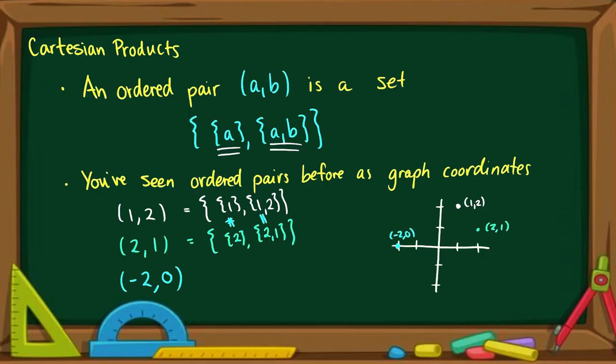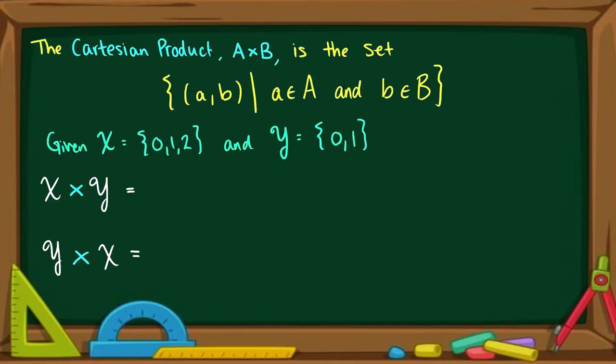And this is good because if we have an ordered pair, we know that (1, 2) and (2, 1) are different. Therefore, in the set notation, it should be different as well. But really, when we talk about these ordered pairs in the Cartesian products, we usually talk about something called the cross product, or the Cartesian product A cross B, and it is a set as well. But it's a set of ordered pairs.